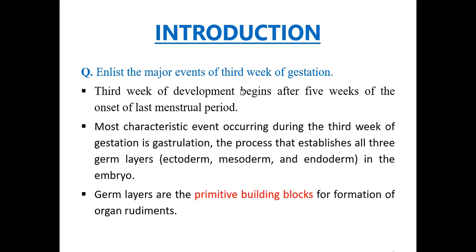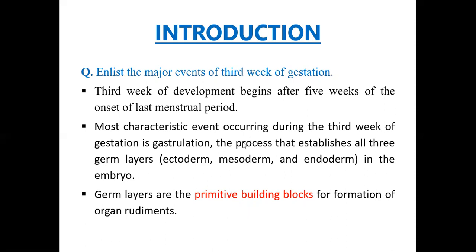So firstly, what are the major events of the third week of gestation? The third week of the development begins after 5 weeks of the onset of the last menstrual period. That is, if we count it from the day of fertilization, then you have to add 2 more weeks to the last menstrual period. So that is why it is known as third week. And if we are counting from the last menstrual period, it corresponds to the 5th week. So that is why it begins after 5 weeks of the onset of the last menstrual period.